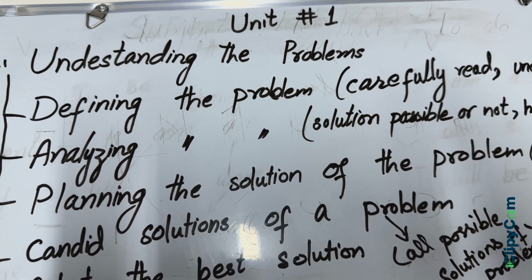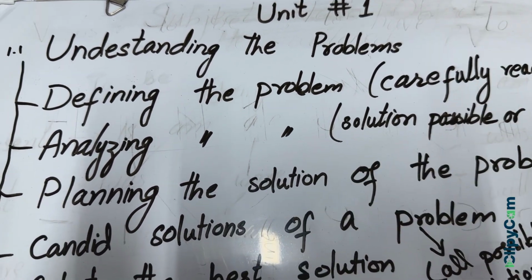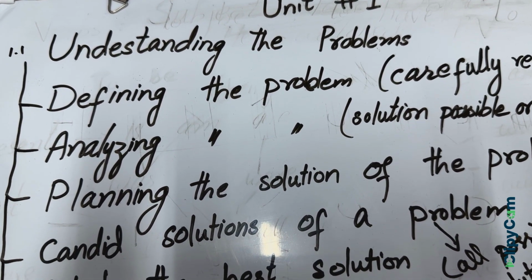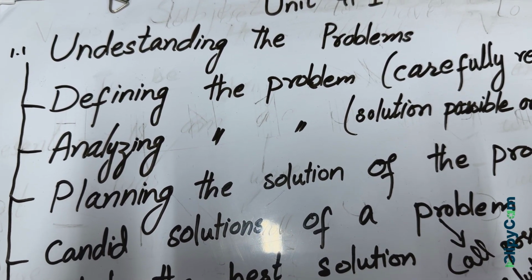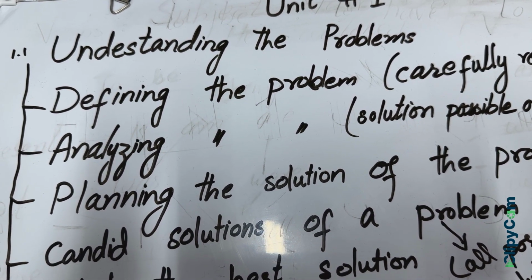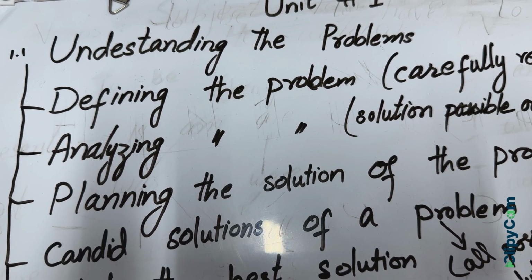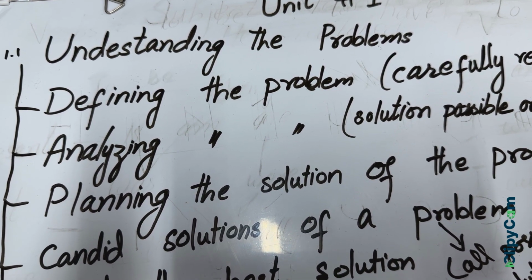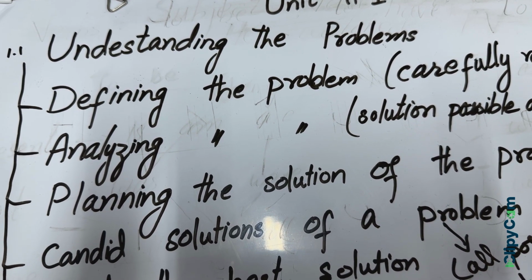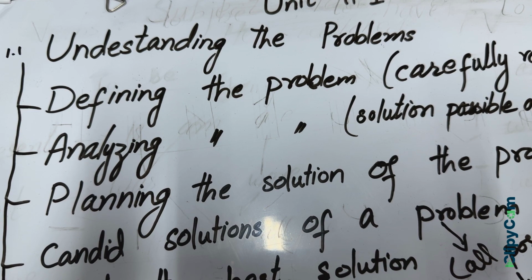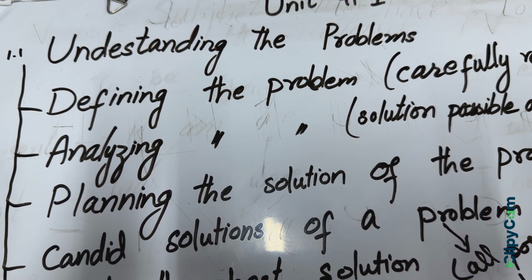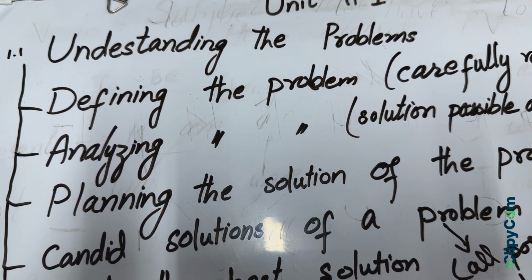Unit number 1 is related to programming techniques. First of all, think about it: when we start programming, it is done to solve any problem, to get output, right? Why do we write a program? A program is written to give output to the user, right? Any user requests you to write a program to solve a problem, then you find out solutions to the problem, then you start programming to give output to the user, right?